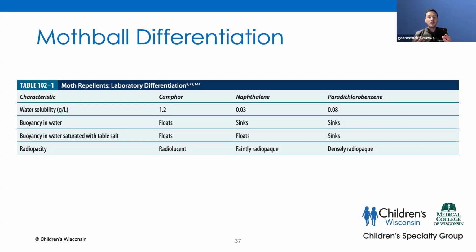The way I think about this is, the most common way to try to differentiate between these compounds is having them sink or float in water. Camphor's got the shortest name, and so it's going to be the lightest of the bunch. Paradichlorobenzene has the longest name, and so it's going to be the heaviest of the bunch. Naphthalene's in the middle, so its weight is in the middle. So how does this manifest?